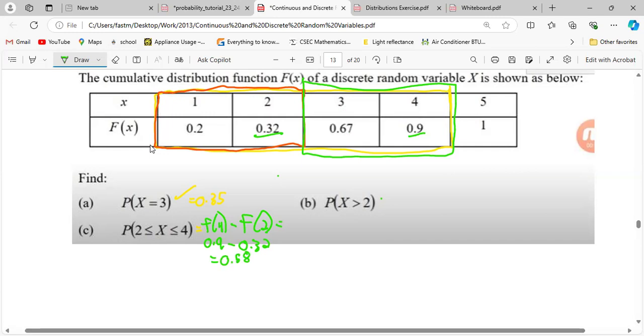And the last one, the probability x is more than 1. Sorry, more than 2. I have no idea why I said 1. So everything more than 2 will be this here. But they say more than 2, not more than or equal to, so that will be everything here.